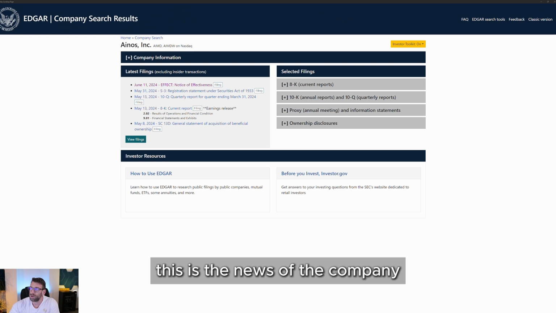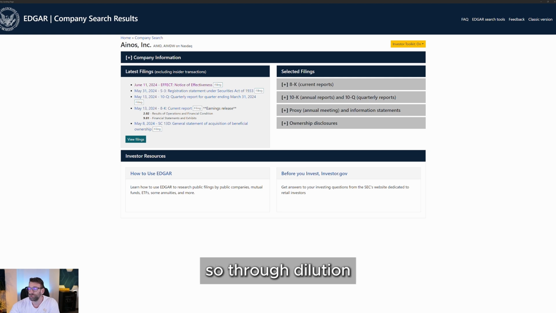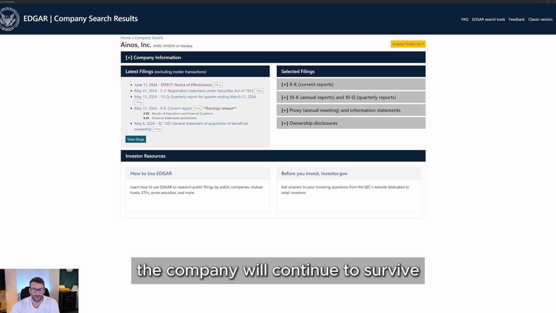This is the news of the company. It came out June 11, 2024. The effect of what? Of an S3, okay? And if you know, trader, what an S3 effect means: they can actually use their offering in order to raise capital. So through dilution, the company will continue to survive.